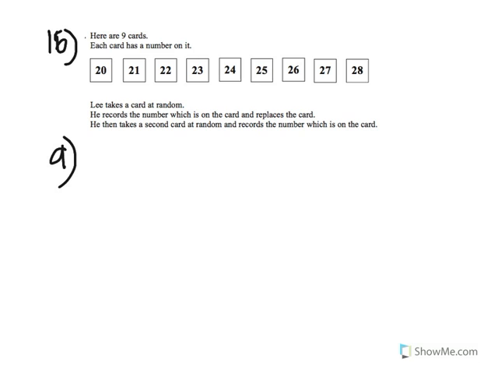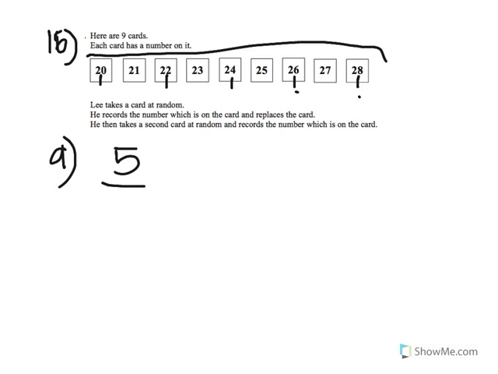Now first of all, when he's picking out the first card, what is the probability that he'll pick out an even number? It's the number of even numbers there are, so 20, 22, 24, 26, 28, divided by the number of cards there are. So there are 9 cards, and there are 1, 2, 3, 4, 5 even numbers. So the probability of him picking an even number on the first pull will be 5 out of 9.